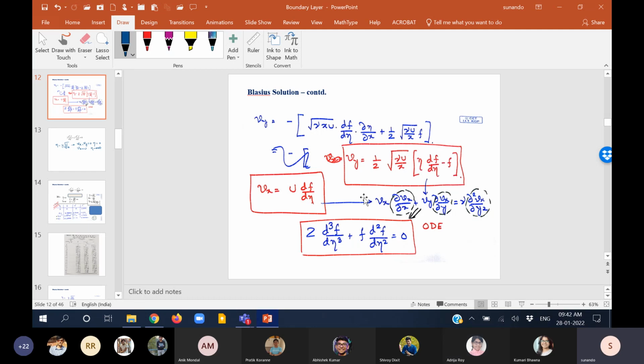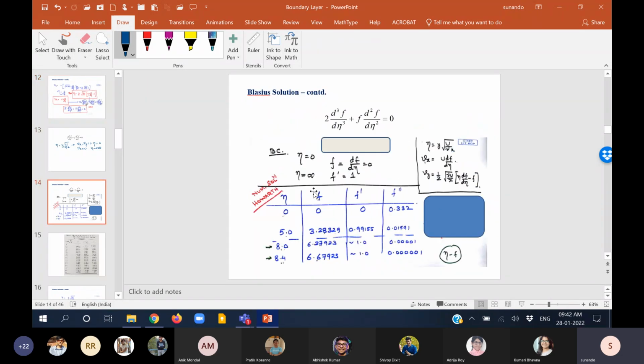Right. So physically, we know that the velocity inside the boundary layer, Vx, will approach and essentially become equal to the free stream velocity, which is u, when we are talking about distances far from the wall. So as eta tends to infinity, Vx by u becomes 1, and df d eta would also have a value equal to 1. So that's what I have written over here. As eta tends to infinity, f prime is going to be equal to 1.